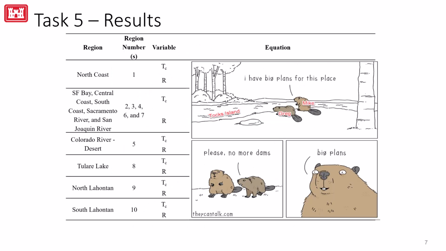Now at this point, I'd show you the actual equations, but we can't share them due to their ongoing use by California DWR DSOD and the way in which they operate. I'm sorry. I can tell you that there were 2 equations developed for each region or group of regions, one for T sub C and one for R. Now if you work for USACE, please reach out to us and I can share them with you.